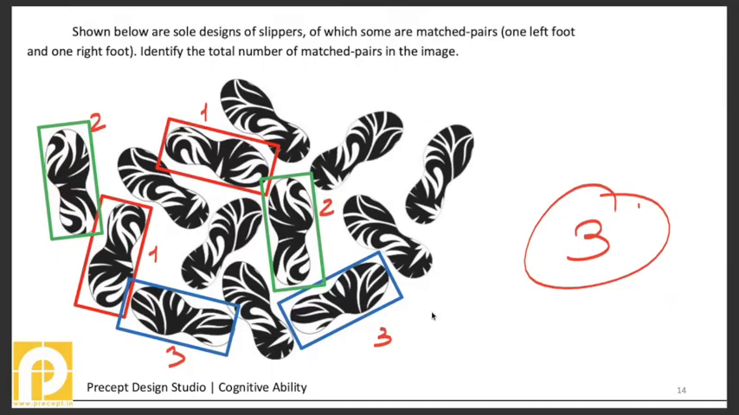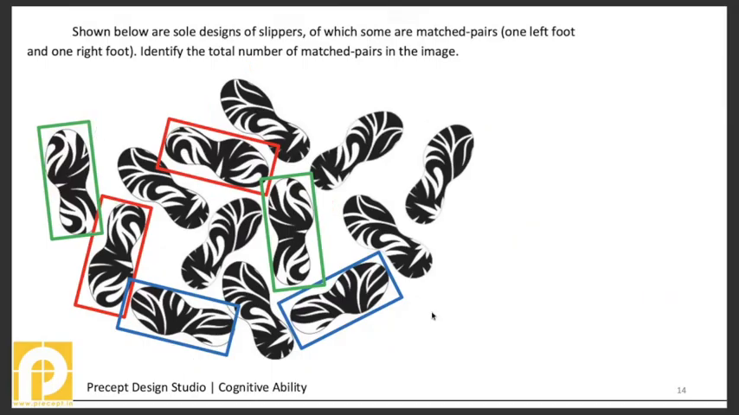There are certain pairs which are not left and right, but are exactly the same foot. Like this and this are exactly the same foot, which don't match each other. Henceforth, we just get 3 pairs here. All right, we'll move to the next one.